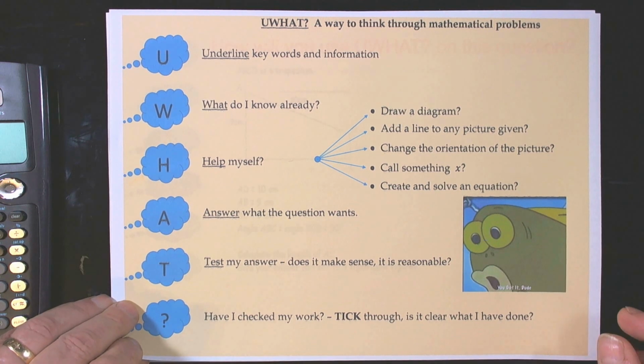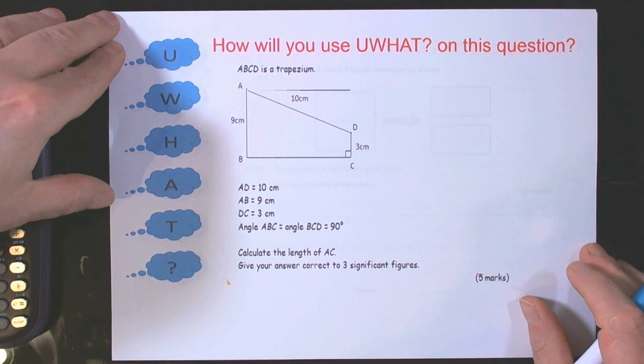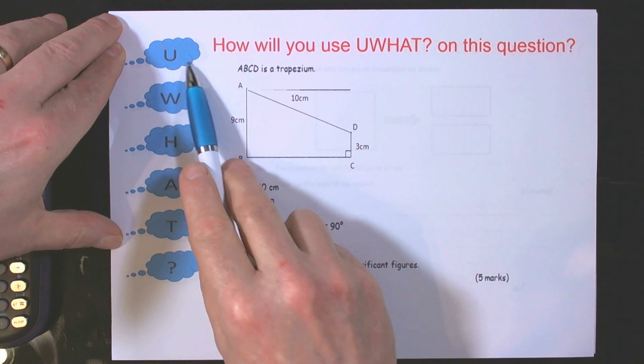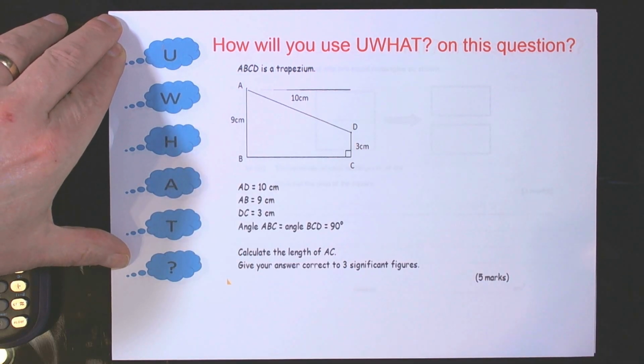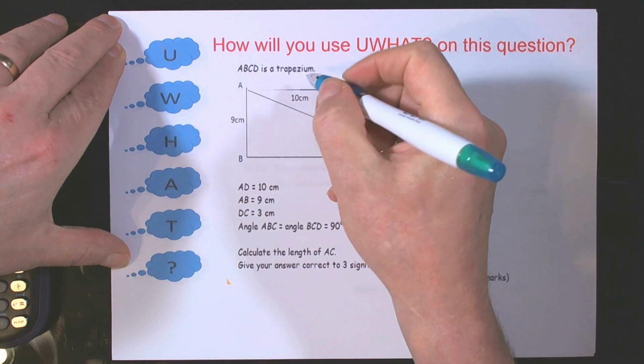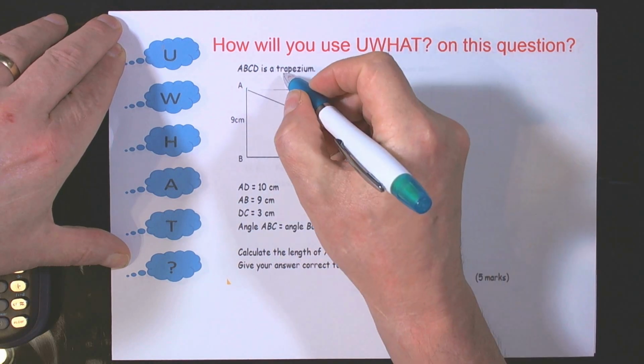So let's look at a couple of examples to see how this works. So here's a GCSE exam question. We're going to follow the principle. The first thing we're going to do is look for keywords and underline them. If we're underlining something, it's because we know something about that information, and we'll be thinking about what we know about it. Okay, so it's telling us that the shape ABCD is a trapezium.